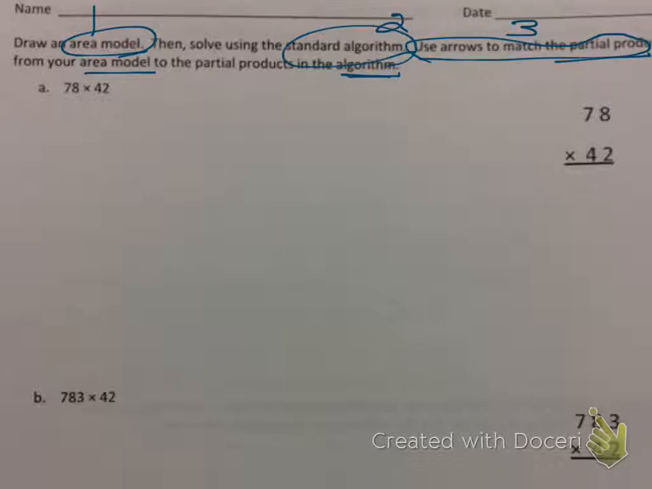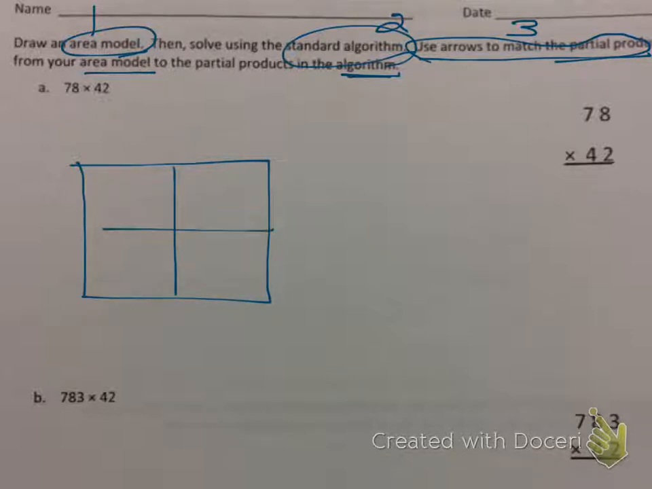Okay, so let's start with letter A. 78 times 42. I'm going to start with the first thing I need to do, drawing an area model. I look at my first number, 78, and I know it can be broken into 70, 10s, and 8 ones. 70 and 8. Then I look at my second number, 42, and know it can be broken into 40, 10s, and 2 ones. Okay? And so I can multiply these to find my answers.